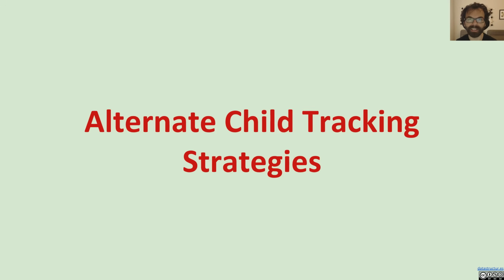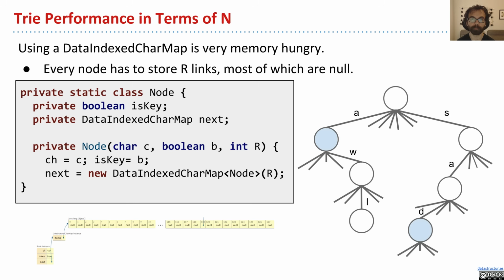There are other ways that nodes can keep track of their children. So let's reflect just for a moment on our current approach, where we use a data index character map. Effectively, each node stores 128 links. This is the box and pointer version, very small, and here's the cartoon version. And the downside of this is that for typical applications, most of these links will be null.